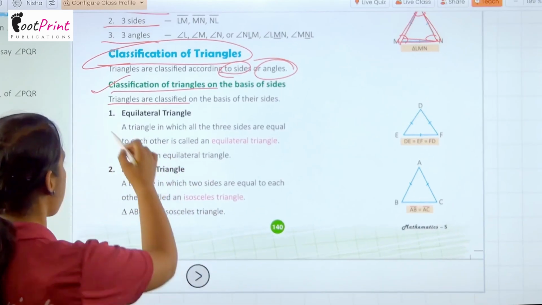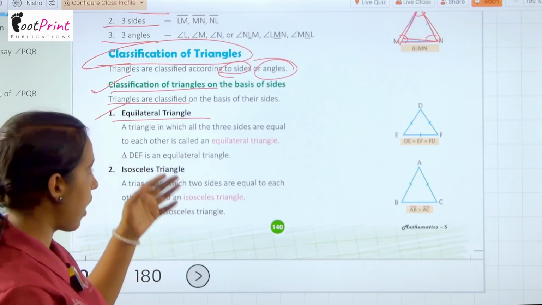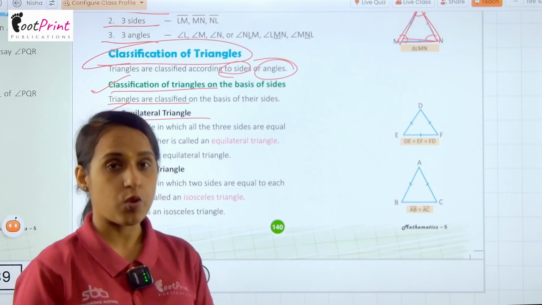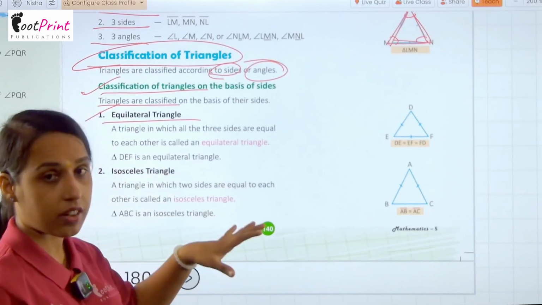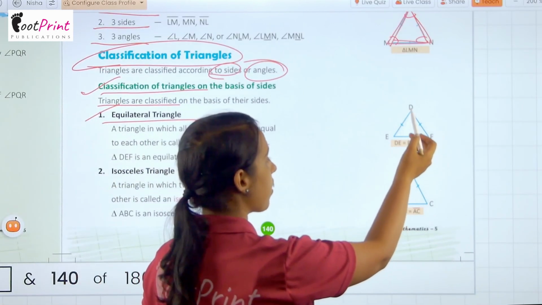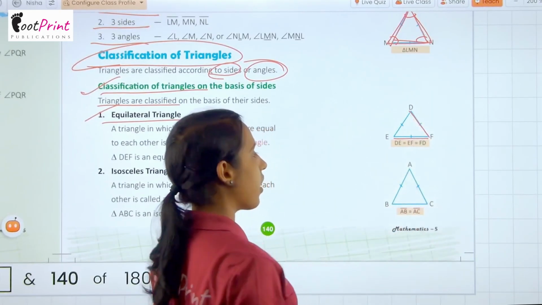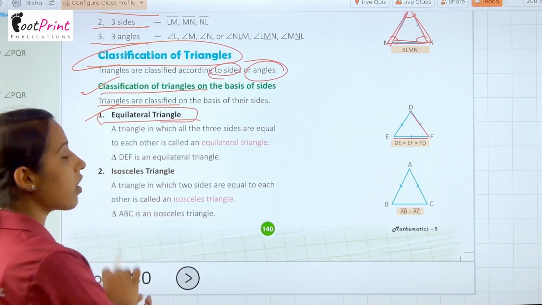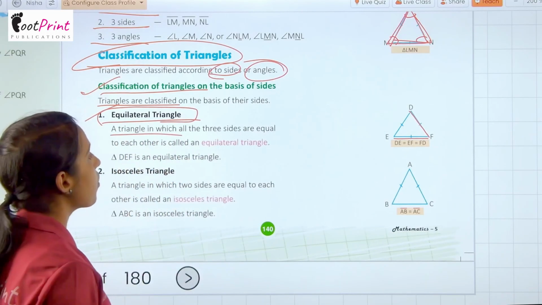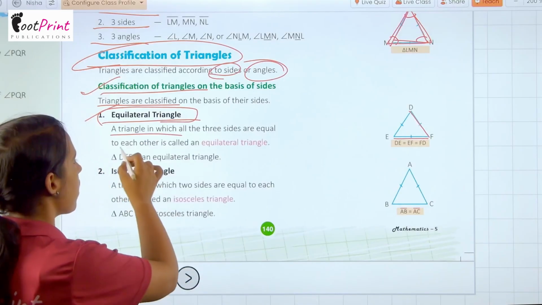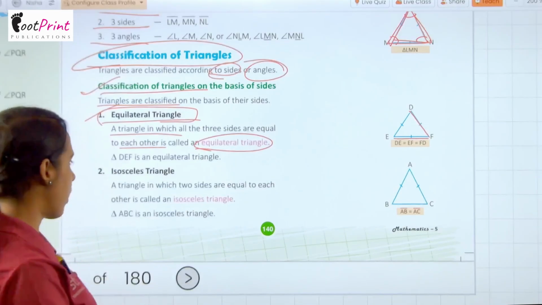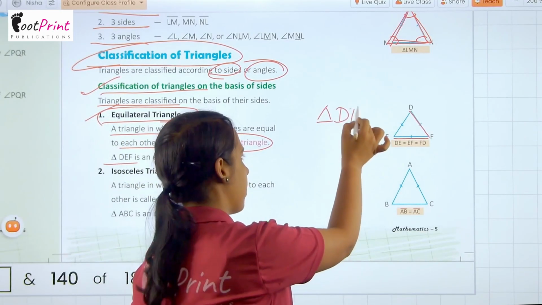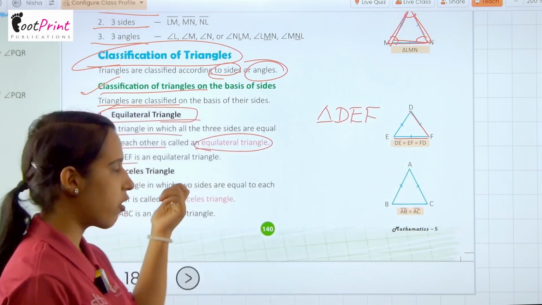So first is the equilateral triangle. As the name suggests, equilateral means ऐसे sides जो equal हो. And in a triangle we have three sides. If all the three sides are equal, means DE equals EF and EF equals FD. So three sides are equal, so we can say this triangle is an equilateral triangle. A triangle in which all the three sides are equal to each other is called an equilateral triangle. So here triangle DEF is an equilateral triangle.